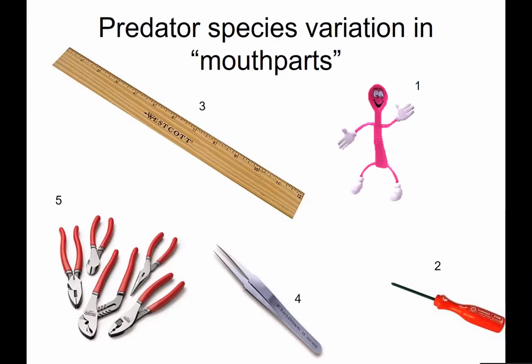And so what I would normally do is take the class and divide them into 5 separate teams, if you will. And each team represents a different type of mouth part within that group. And so some of the things that we typically use are rulers. We can use spoons, screwdrivers, tweezers or forceps, pliers, sometimes we use chopsticks, sometimes we use forks. So there's a whole variety of different mouth parts that we can choose from.